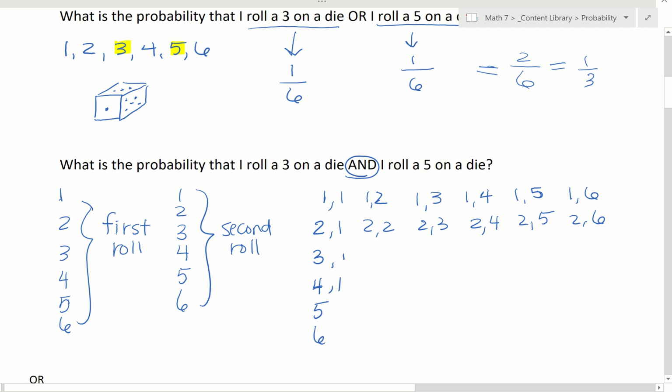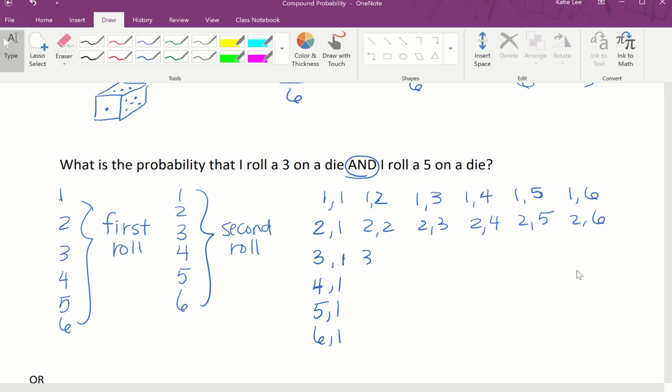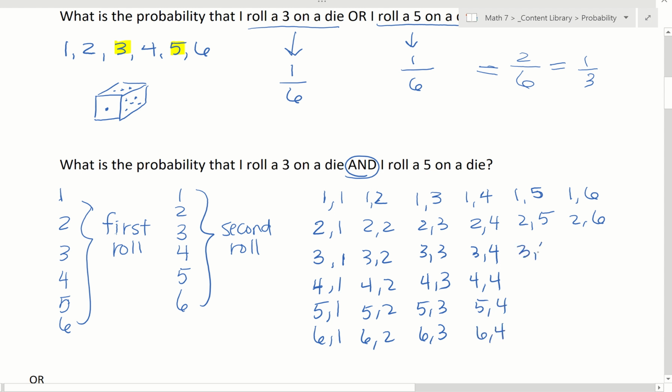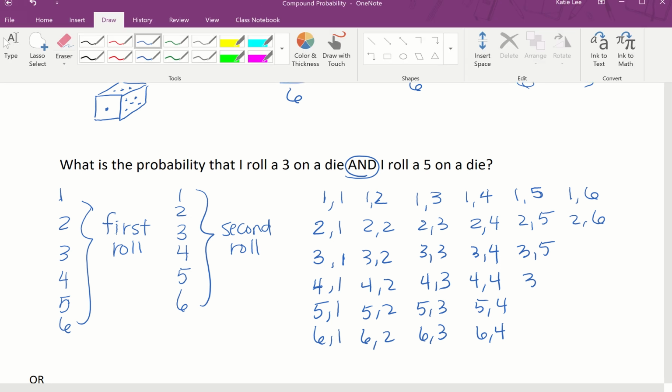So I'm just going to fill in what I could get, because with each of those, I could get a 1 as my second roll. I did a little mistake, hold on. I could get a 2 on my second roll after each of these first rolls. I could get a 3 on my second roll after all of these first rolls. I could get a 4 on my second roll after all of these first rolls. I could get a 5 on my second roll. Oh, I keep wanting to write 3.